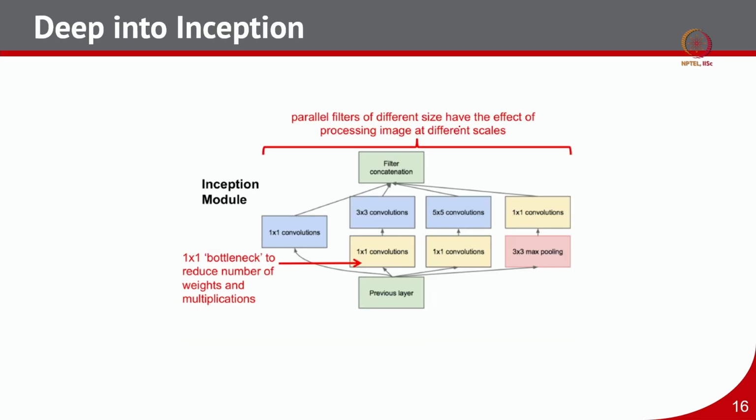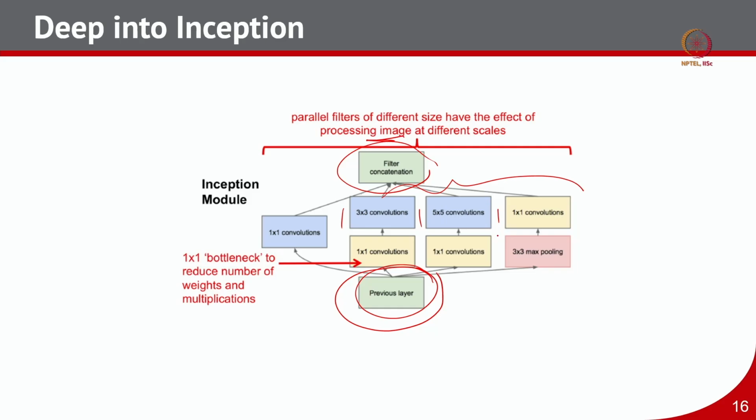Now, another stark difference between Inception and other previously proposed networks like VGG or AlexNet is that they have parallel filters. As you can see, between the previous layer and the next layer, there are parallel filters. These parallel filters of different sizes have the effect of processing images at different scales. So, using the same features coming from the previous layer, maybe different filters are analyzing different tones of the image, right.